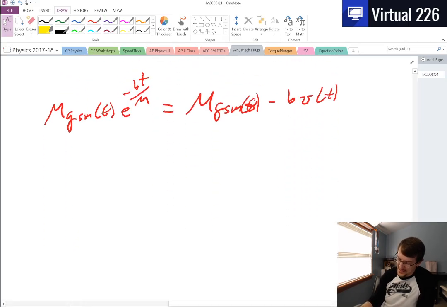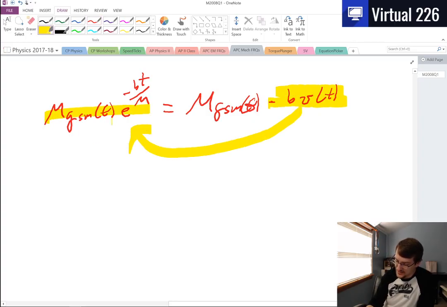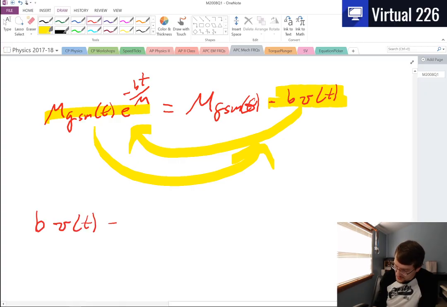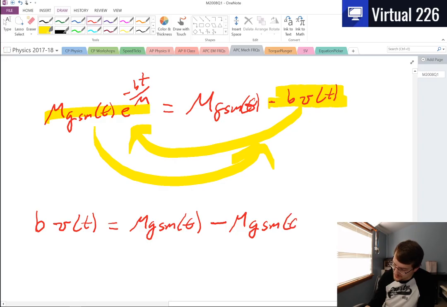Woof. And then I am actually going to take the minus b v of t and sling it here, and then take this and sling it back to the other side, just because I like how it looks. I think it looks a little bit nicer for me. So I'm going to get b v of t equals mg sine of theta minus mg sine of theta e to the minus bt over m.